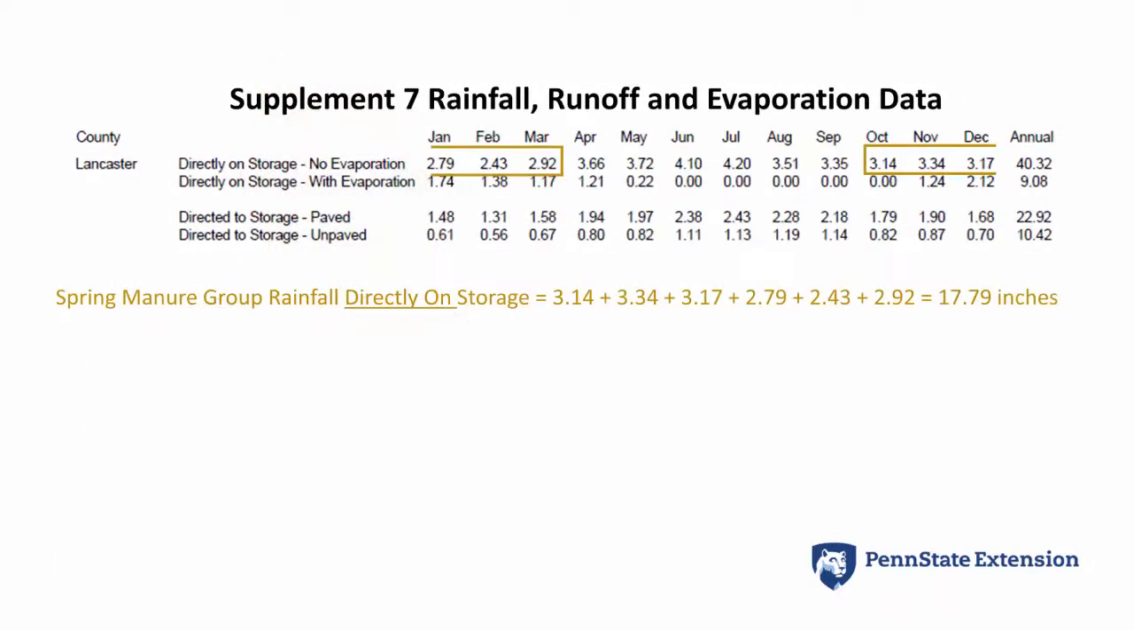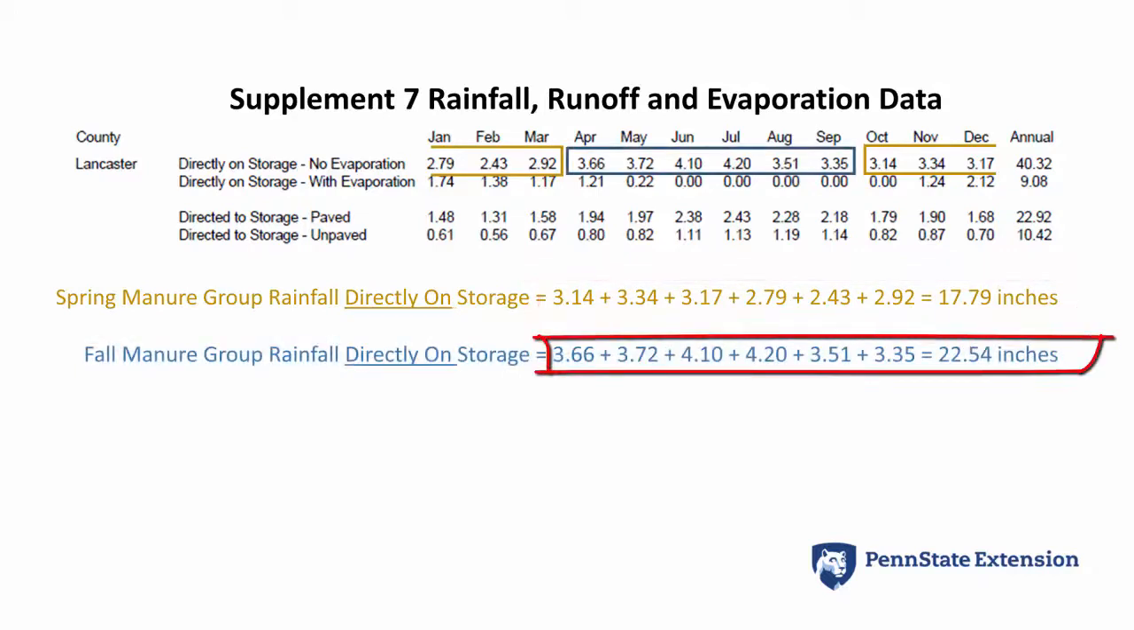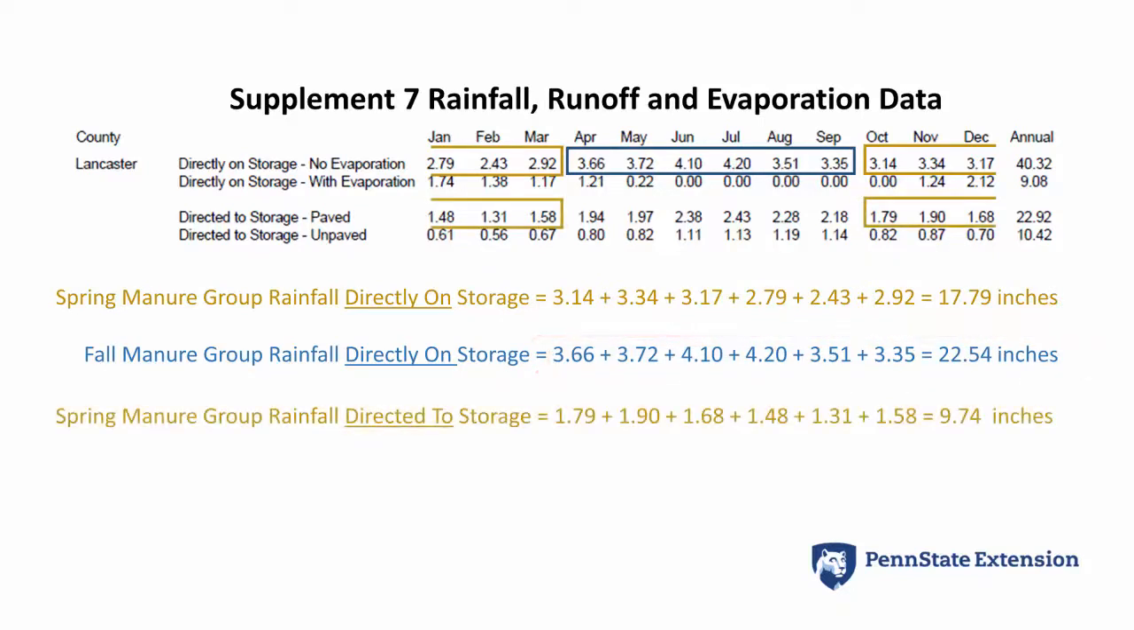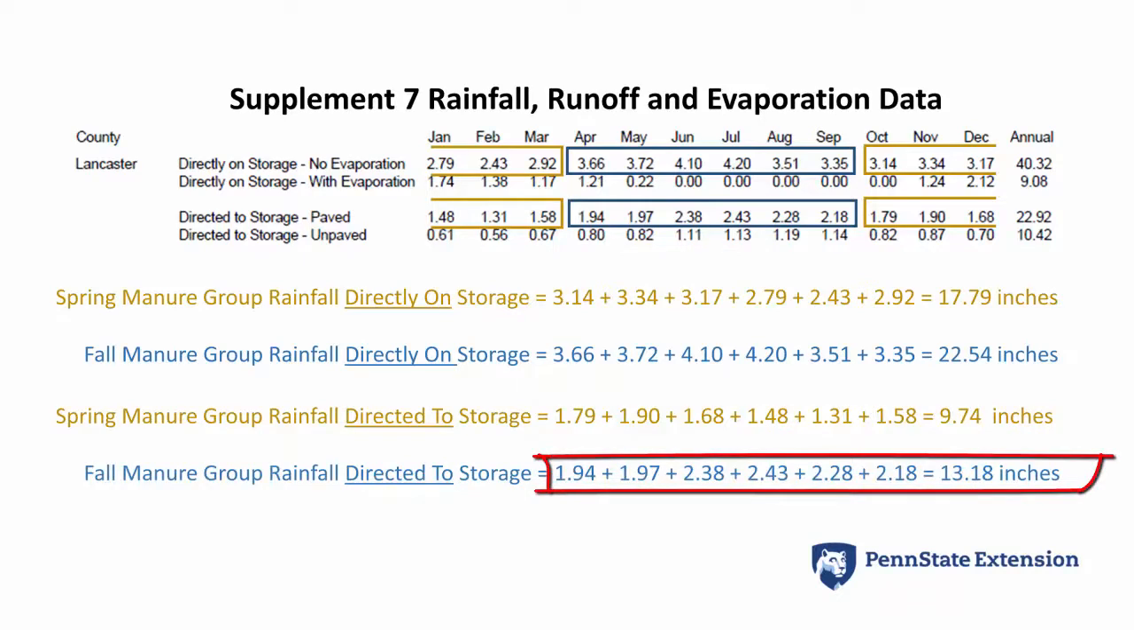Here, for a farm in Lancaster County, and let's say we don't need to account for evaporation because we have a crust, we would have a total of 17.79 inches falling directly on the storage for the spring manure group, and 22.54 inches falling directly on the storage for the fall manure group. For rainfall directed to the storage from paved surfaces, we would have a total of 9.74 inches in the spring manure group and 13.18 inches for the fall manure group.